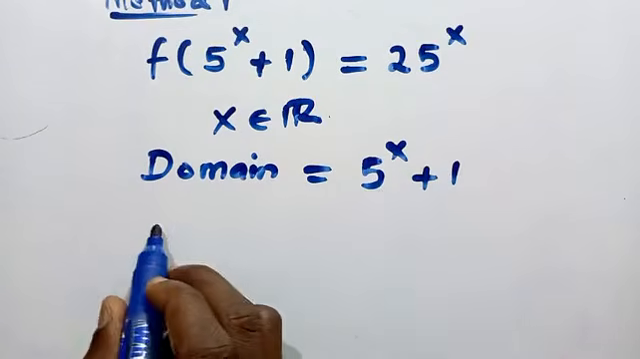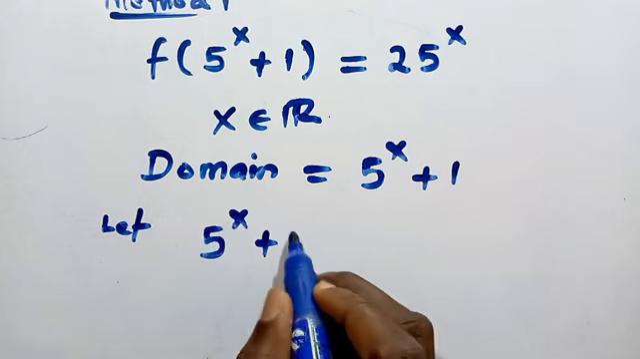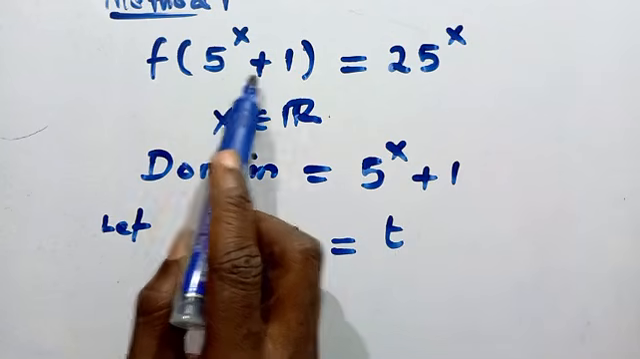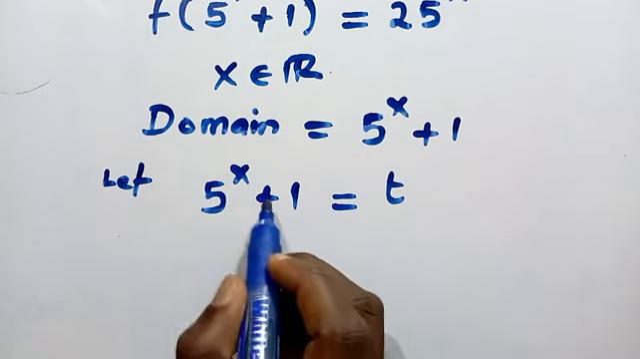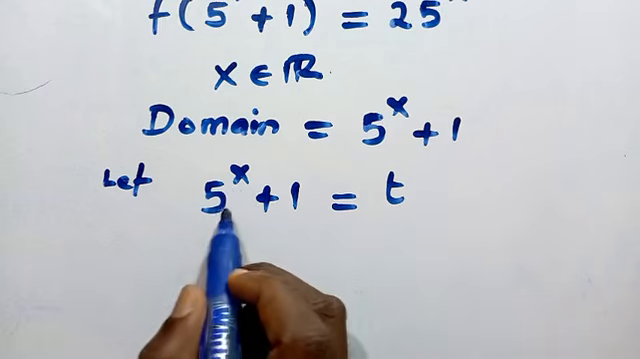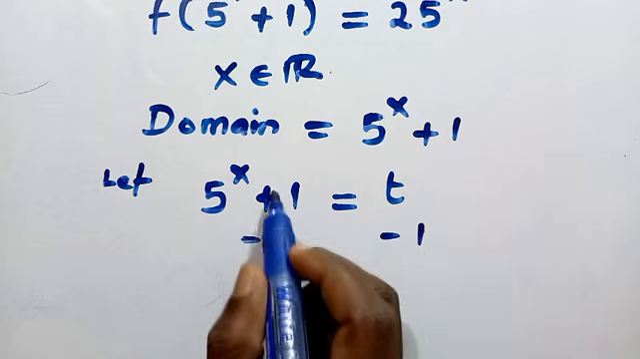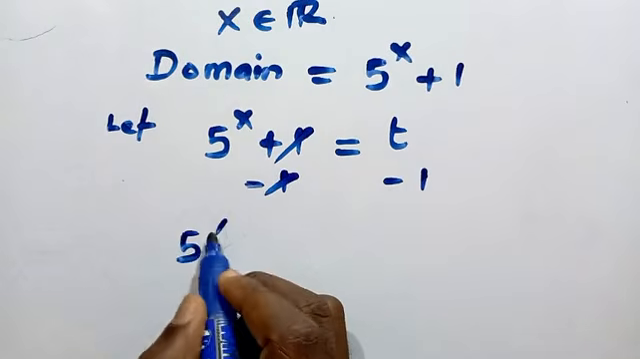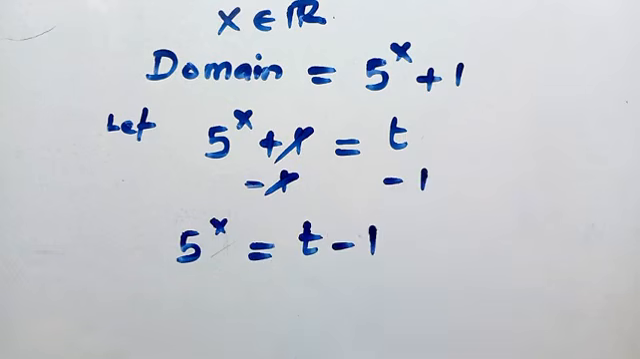What we are doing here is, suppose I let 5 power of x plus 1 equal t. So anywhere I see 5 power of x plus 1, I'm replacing it with t. Let's make 5 to the power of x the subject of this relation. To do that, let's subtract 1 from both sides. So plus 1 minus 1 cancel each other. Then we have 5 power of x equals t minus 1.